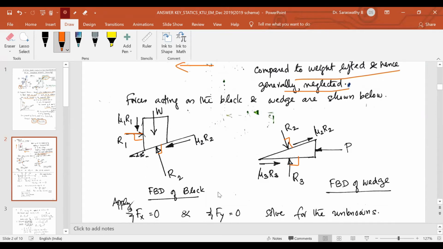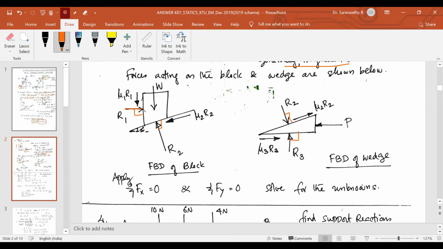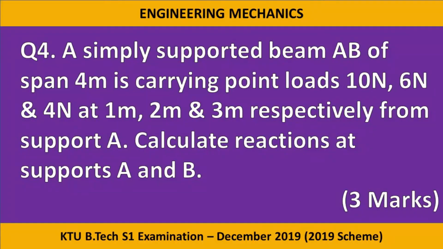Now we apply the condition sigma Fx is equal to 0. Sum of the horizontal forces is equal to 0. Sum of the vertical forces is equal to 0. On these two free body diagrams, apply these two equations and solve for the unknowns. So that is the analysis of problems on wedges. 3 marks. Moving on to question 4.